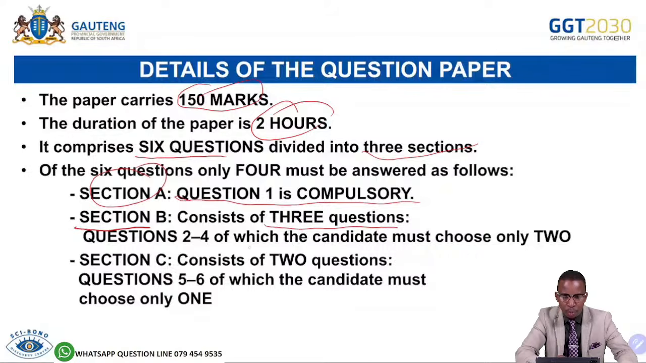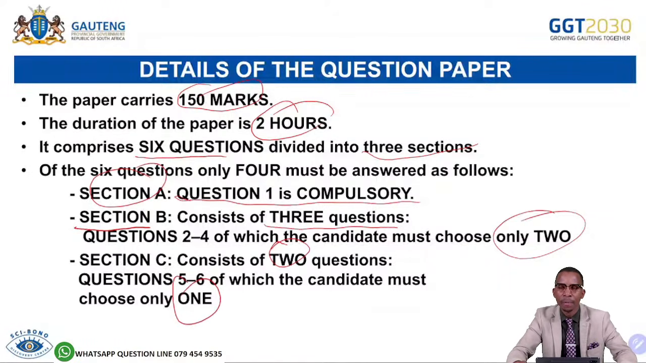Then question 2 up to question 4, of which as a candidate you must choose only 2 questions. Don't answer everything. Section C consists of 2 questions, question 5 and 6. You answer only 1 question. So please try to ensure that you choose accordingly. Use the time allocated for reading efficiently to plan how you are going to answer and to choose questions. Avoid leaving spaces in your examination.